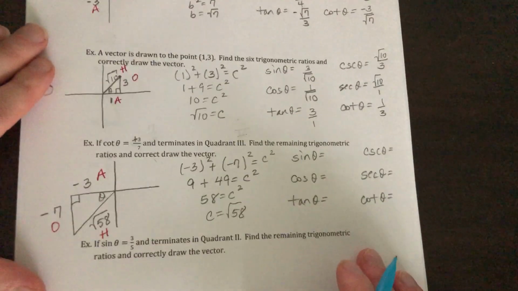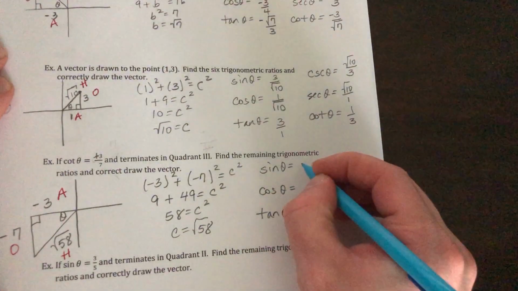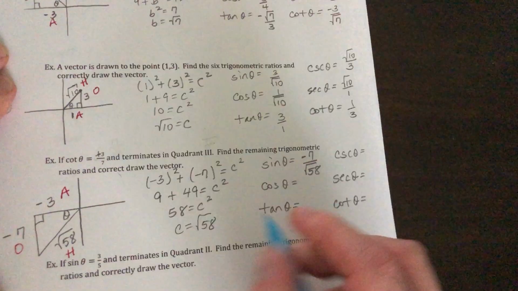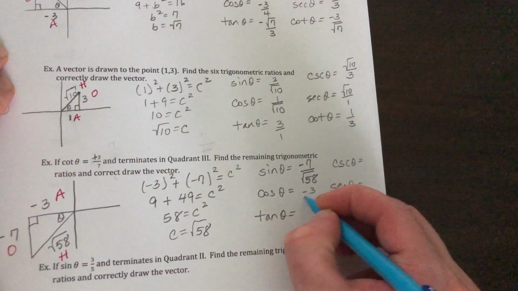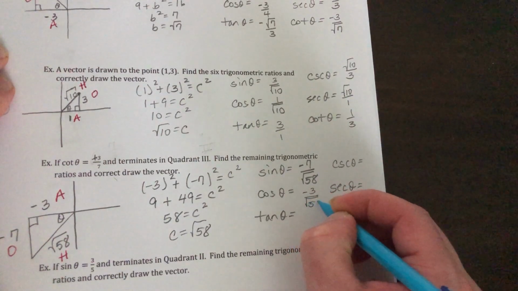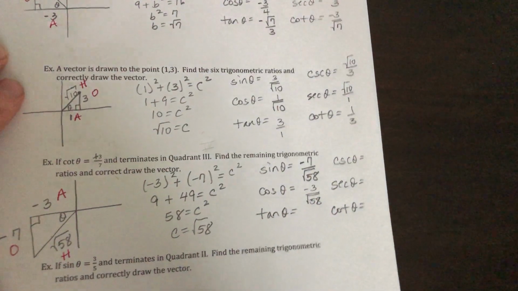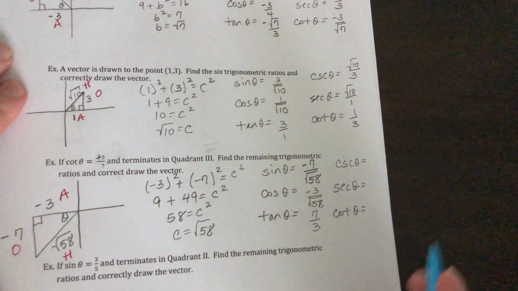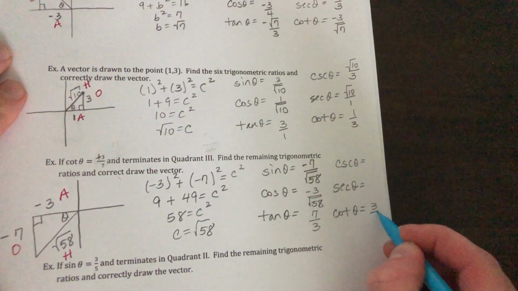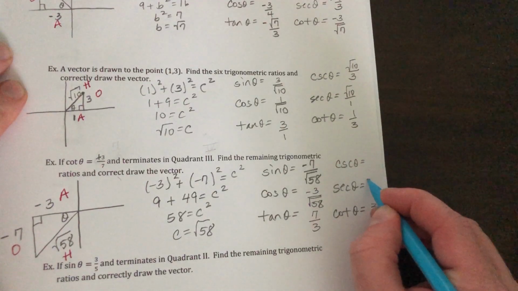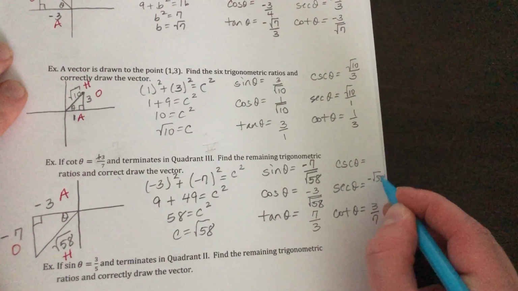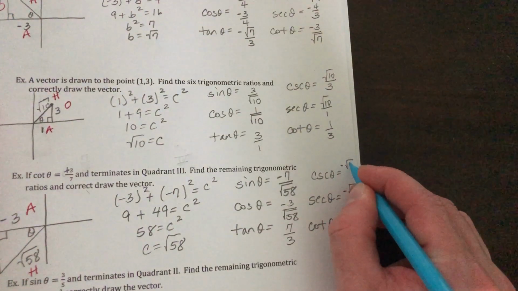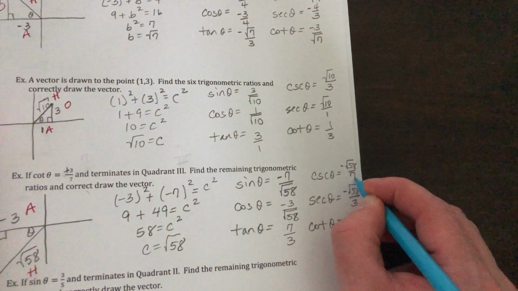Okay, so sine is going to be opposite over hypotenuse. So this is negative 7 over square root of 58. Cosine is going to be a negative 3 over square root of 58. And tangent is going to be 7/3, opposite over adjacent. And we're going to go through and reciprocate everything. The square root of 58 over 7.